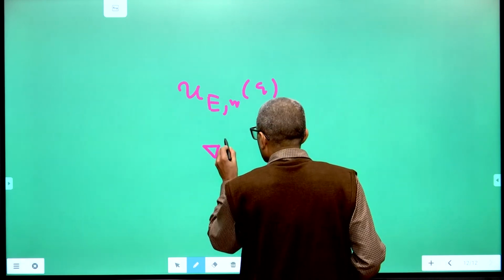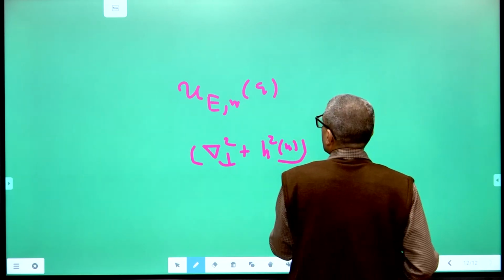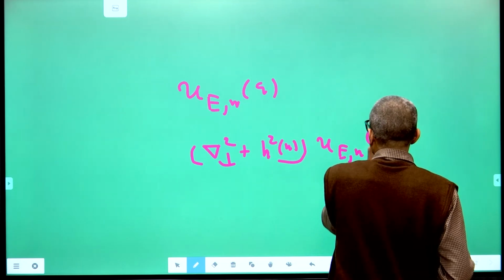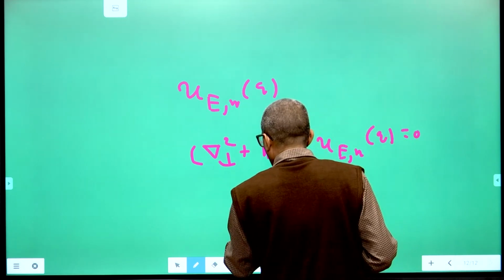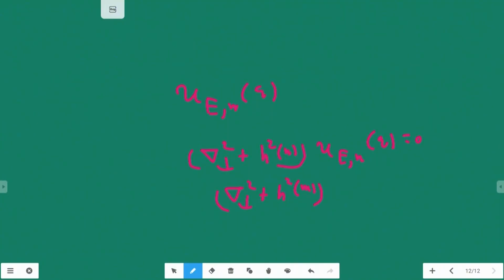You see, if you have del perpendicular square plus h square n acting on, let us say, U_E n of q, that is 0 on the boundary, and you have del perpendicular square plus h square m for a different m acting on U_E m of q is 0. So I multiply this equation by U_E m of q and integrate. Then what do I get? If I integrate, I can integrate by parts and bring this here after applying the boundary condition that u acts on this to give 0.